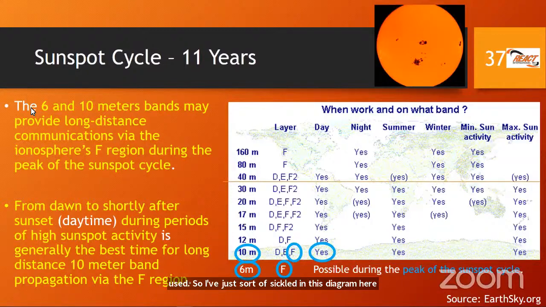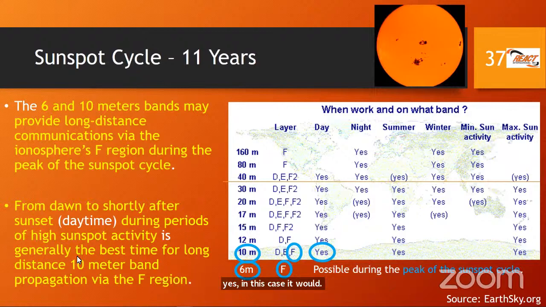So the first bullet point that you need to learn for the exam is that the 6 and 10 meter bands, so recognize that the 6 meter band is really part of the VHF spectrum. The 10 meter band is clearly part of the HF spectrum, but it's in that little transition zone. So the 6 and 10 meter bands may provide long distance communication via the ionosphere's F region during the peak of the sunspot cycle. So that's why we said, normally it won't, but yes, in this case it would. So you need to learn this for the exam.